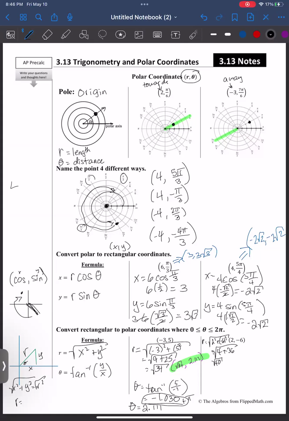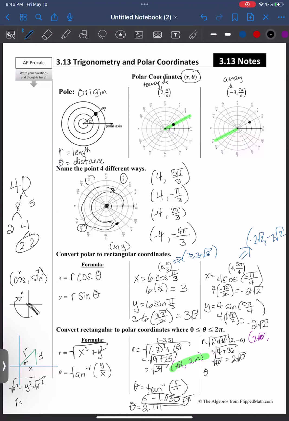So that means I have to come over here. I do my 40. That's going to be 8 times 5, which is 2 times 4, 2 and 2. So I have a set of 2's, and the leftovers are 5 and 2. So it's 2 square root of 10. Okay, so that is my r. So I'm going to write that in over here, 2 square root of 10. And then I need to figure out my theta. I think the theta is the less enjoyable part of this, right?